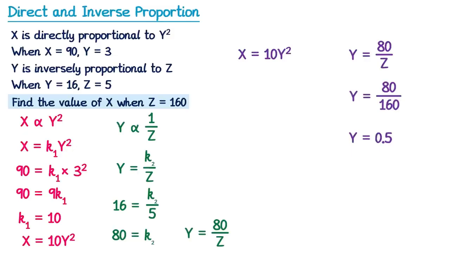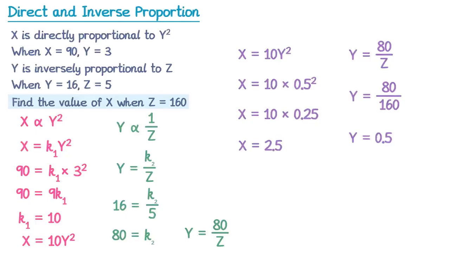We can now take this y value and substitute it into the first equation. So x is equal to 10y squared, let's replace y squared with 0.5 squared. So x is equal to 10 lots of 0.5 squared. 0.5 squared is 0.25, so x is equal to 10 lots of 0.25, and 10 lots of 0.25 is 2.5. So we end up with the answer to this question as x equals 2.5.